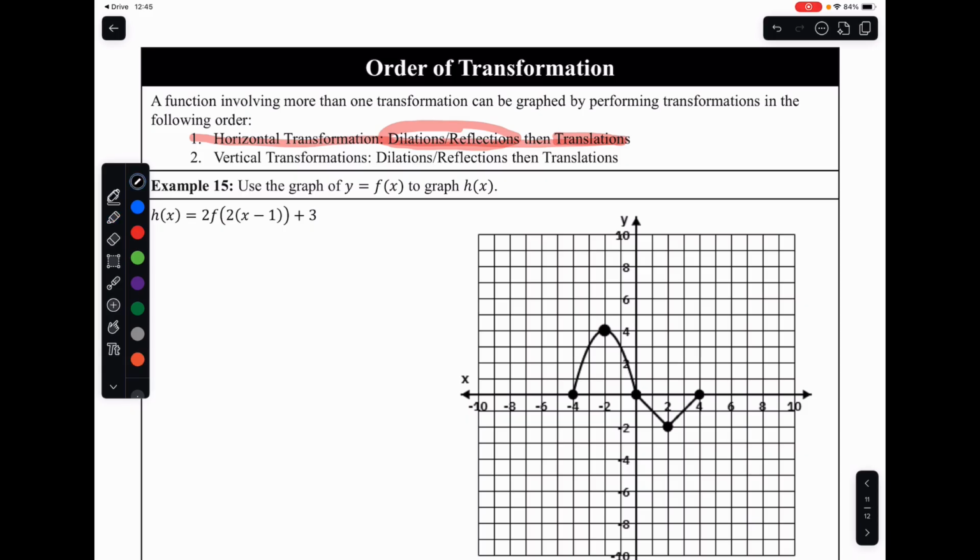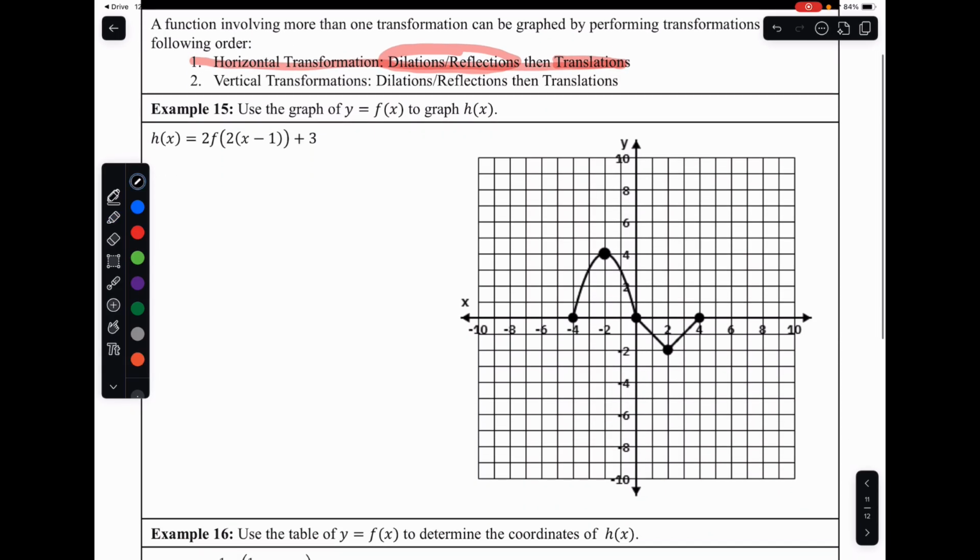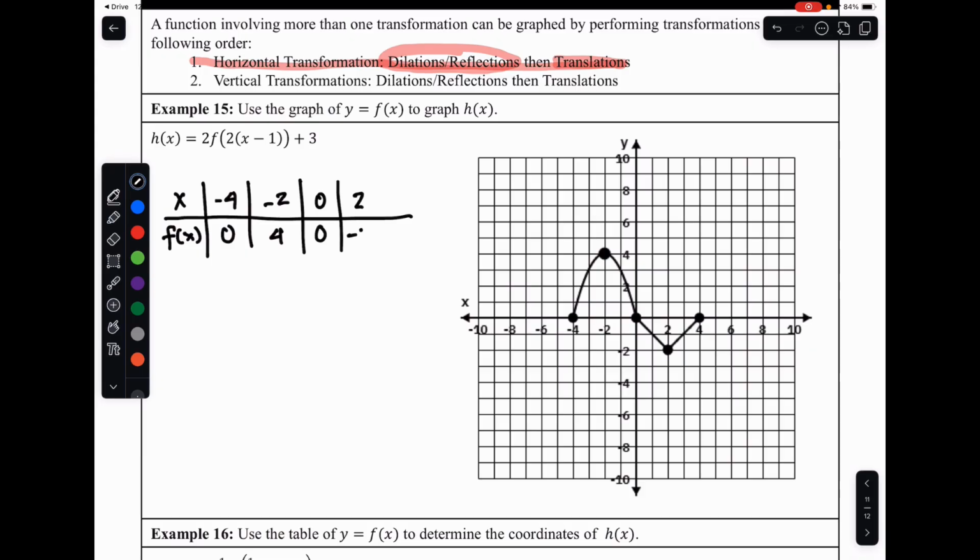And the best way to organize your work is to look at a table of values so we know what we're doing to those coordinates. So I'm going to do this horizontally. I have x and y values for f of x. The coordinates are (-4, 0), (-2, 4), (0, 0), (2, -2), and the last one is (4, 0). So all I've done is simply figure out the coordinates of those 5 positions from left to right, okay? I just did the table horizontally.